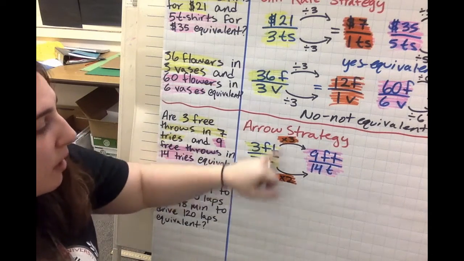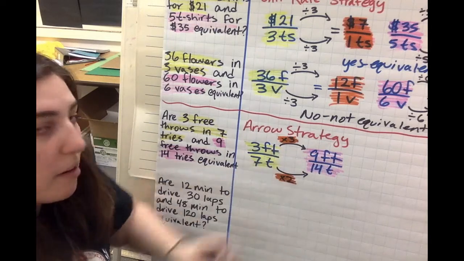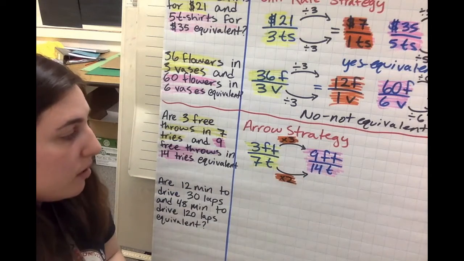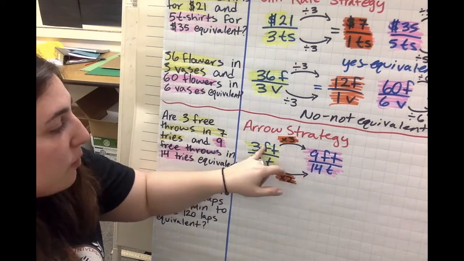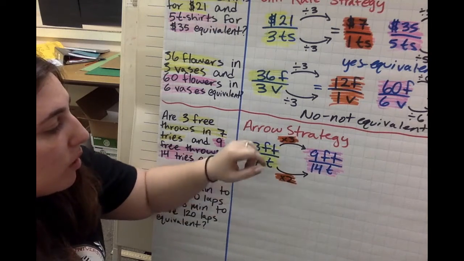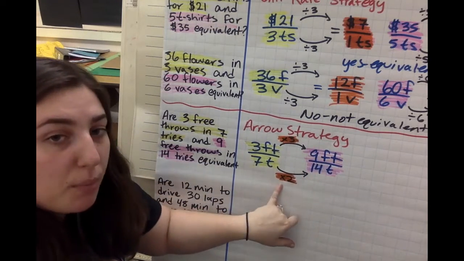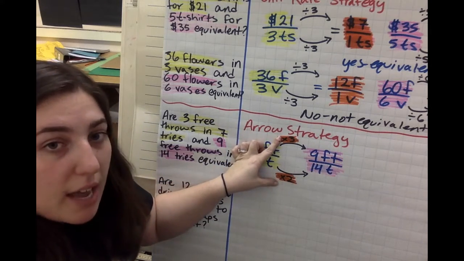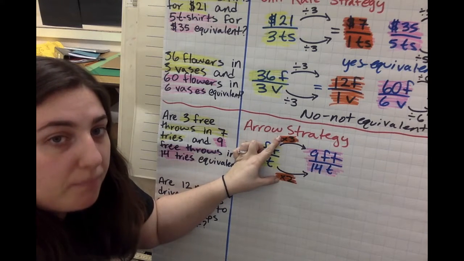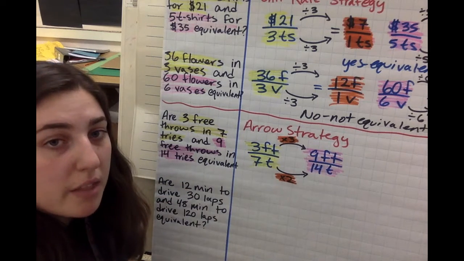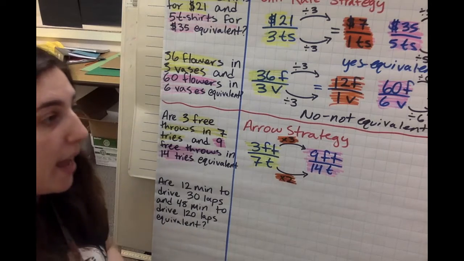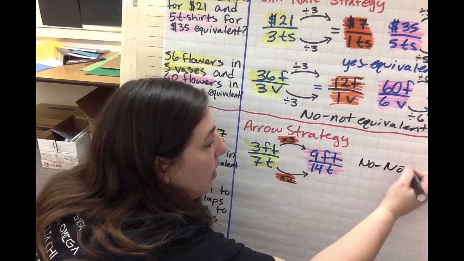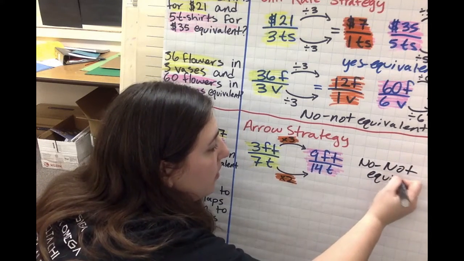I'm comparing these numbers right here along the arrows, because those are the numbers that I'm multiplying to get the next rate. In order to get 9 from 3, I have to multiply by 3. In order to get 14 from 7, I have to multiply by 2. So these are the two numbers I'm comparing. You're going to ask yourself, are these numbers the same? 3 and a 2. No, they are not the same. So no, you do not have an equivalent ratio. Not equivalent.